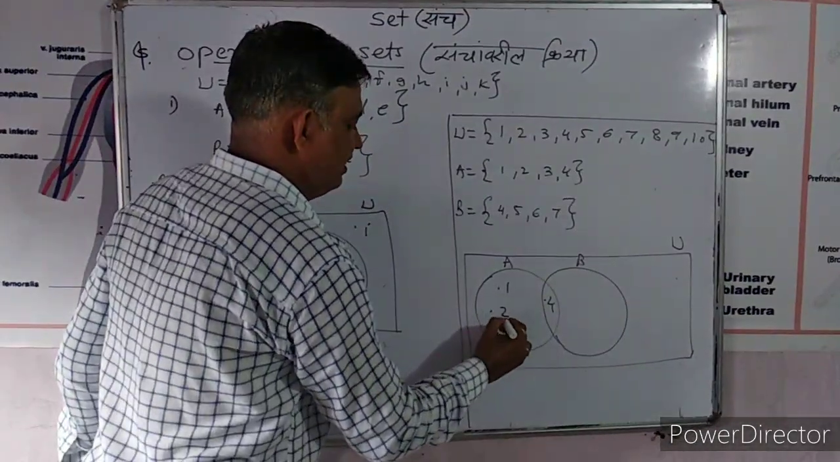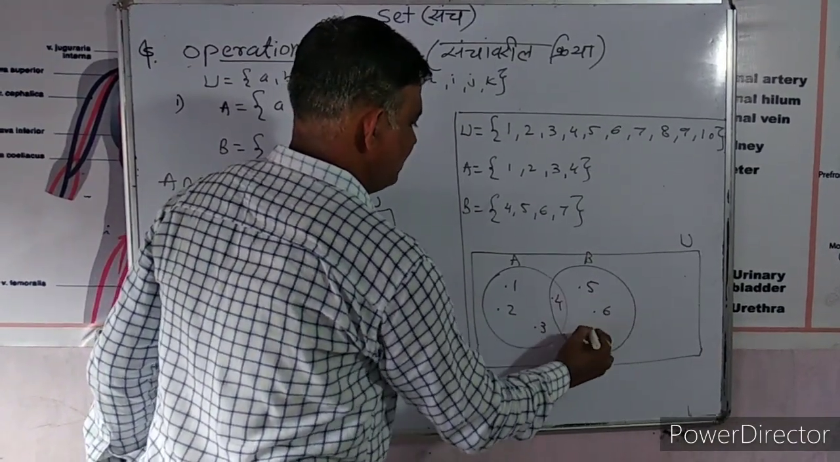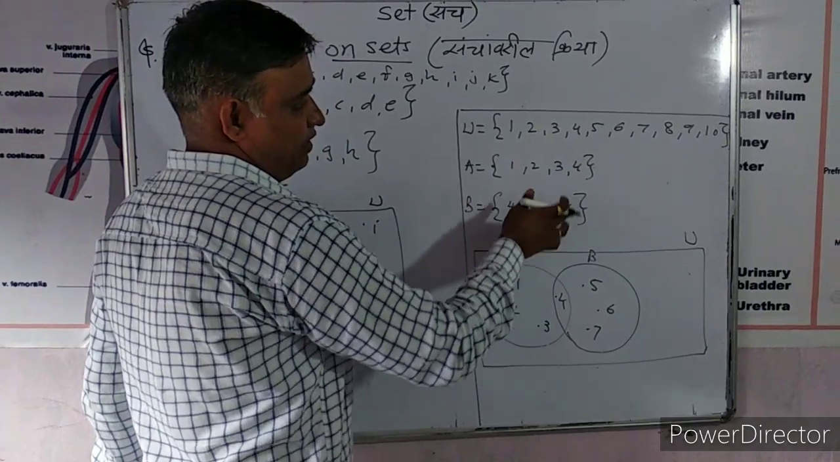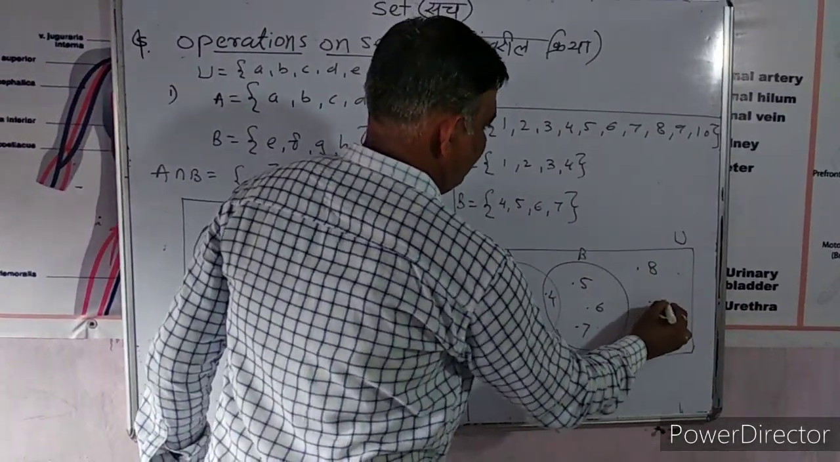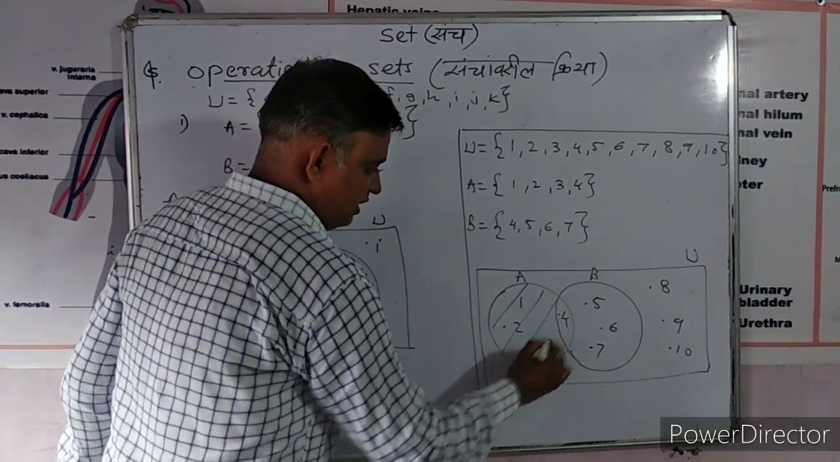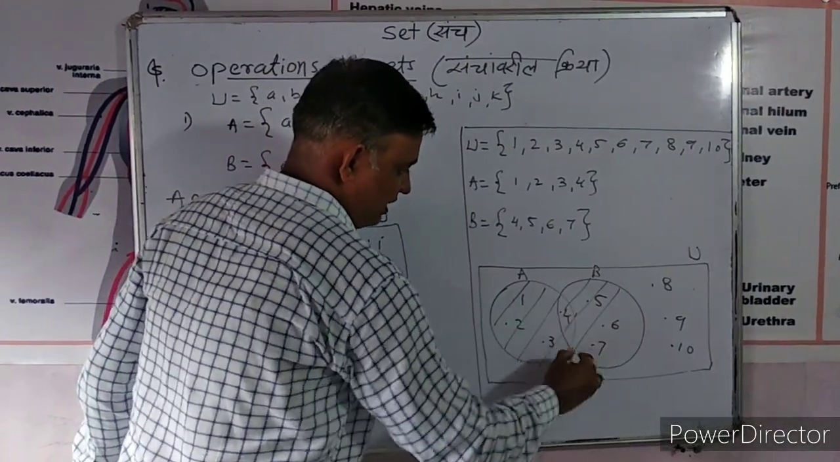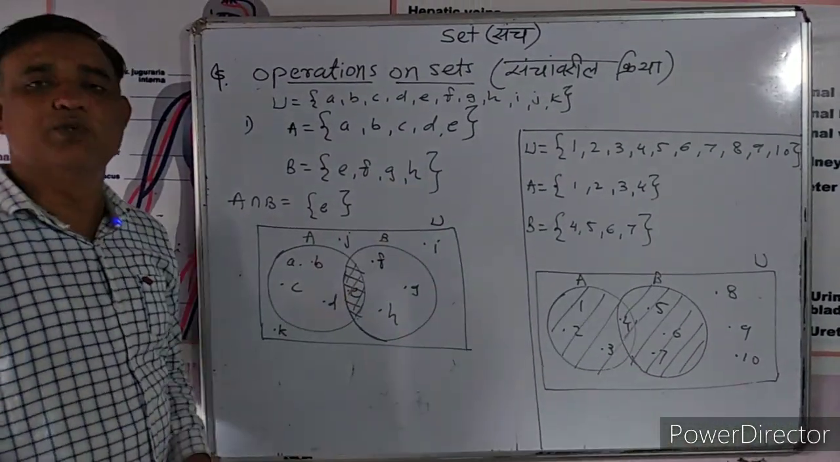While writing the remaining elements: 1, 2, 3 here, and 5, 6, 7. The elements other than A and B are 8, 9, 10. We have to show the union, so we shade them with the same design. That is the union of two sets.